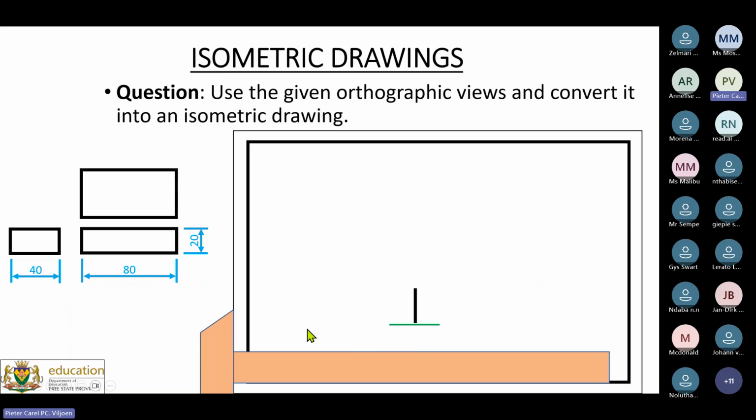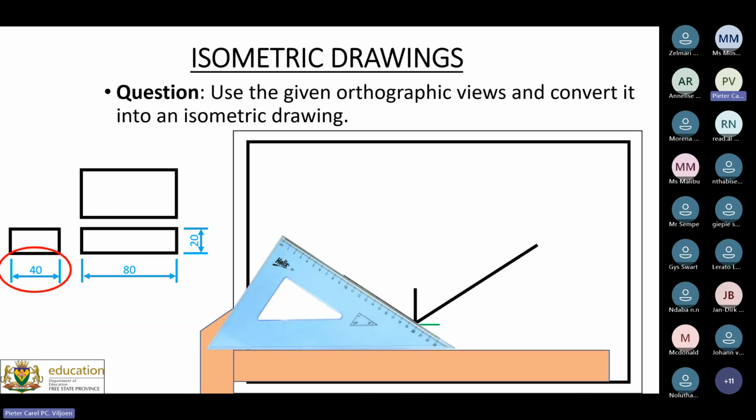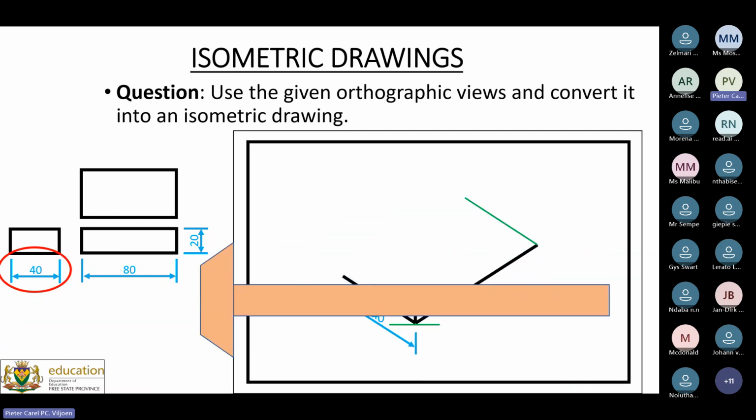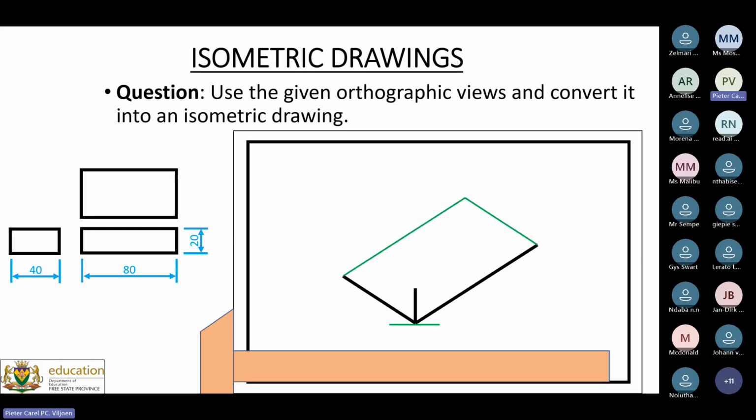So what I will do is I will simply slide my set square on 30 degrees and then draw the 80. And then on this side over here, I've got my 40. Draw it out, complete this part over here, and also complete the last part. Then I go up for 20 millimeters.